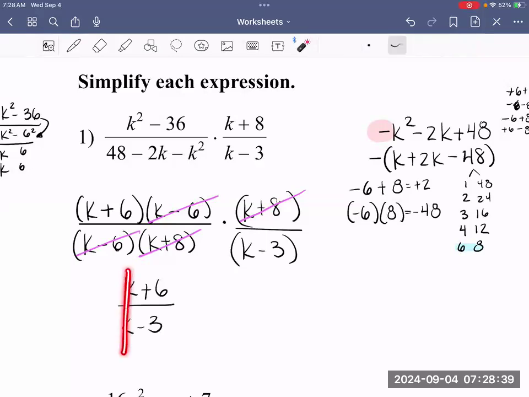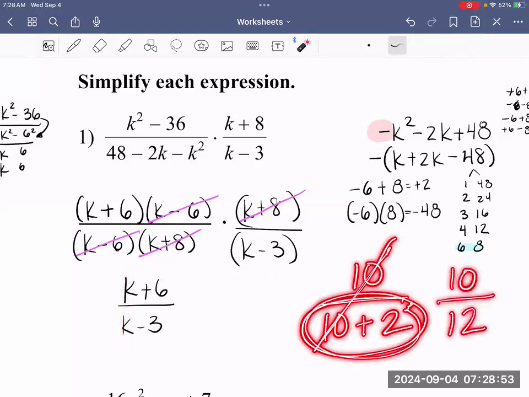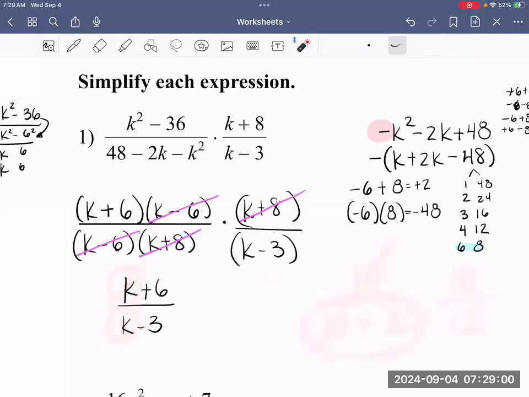Now these k's cannot cancel, much like what we did in class. We said, even if you have 10 over 10 plus 2, these 10s won't cancel because 10 plus 2 has to happen first. You have to add them to create 12. X, or in this version, k, is going to signify a number. So you can't just cancel it out because k minus 3 and k plus 6 will create something new. So if you're tempted to cancel out, just put it into parentheses. Only the same parentheses will cause us to cancel.